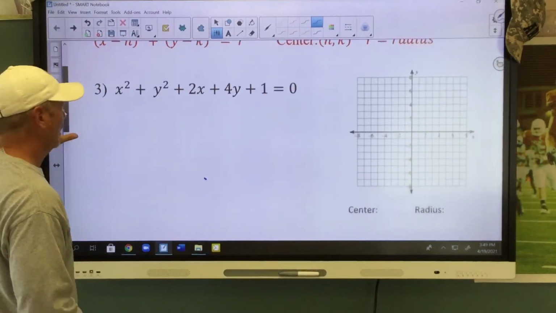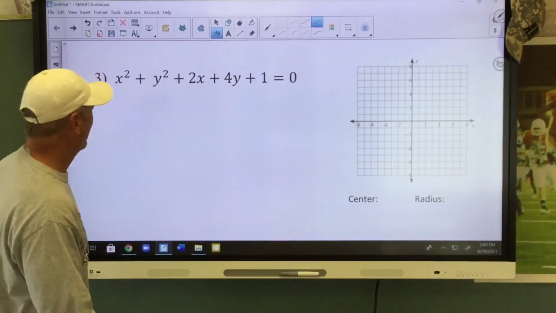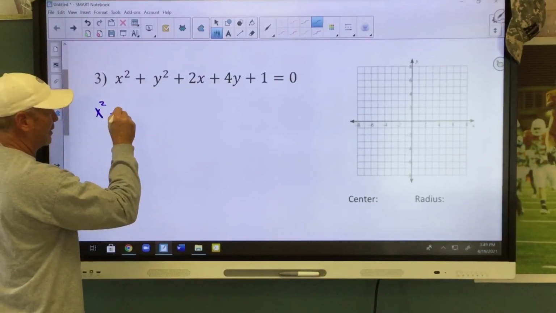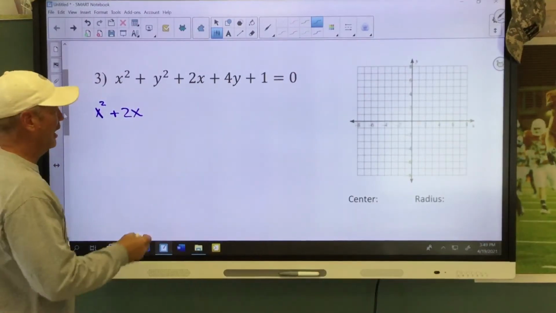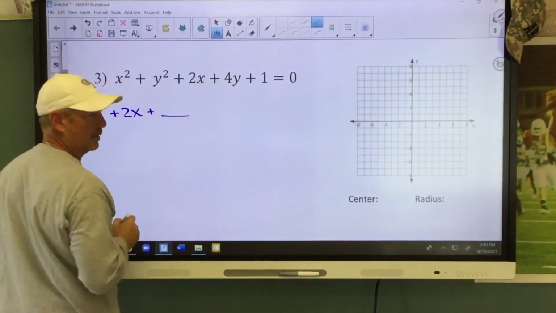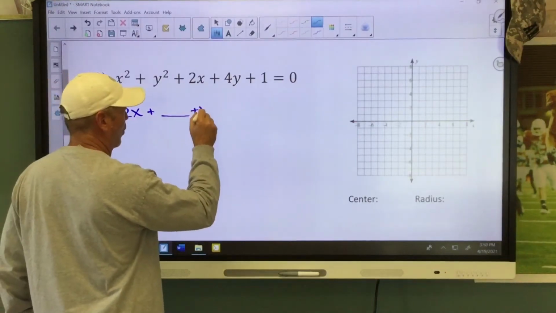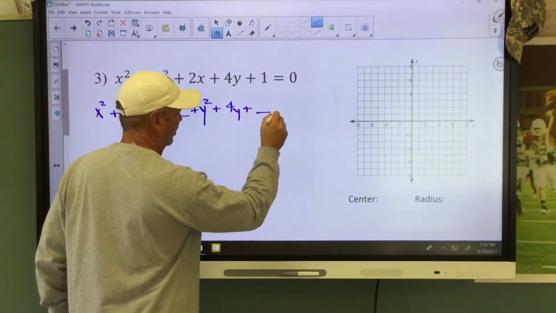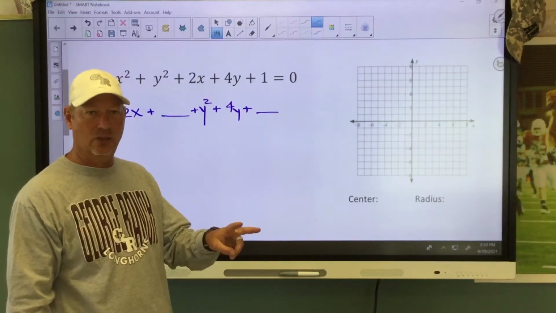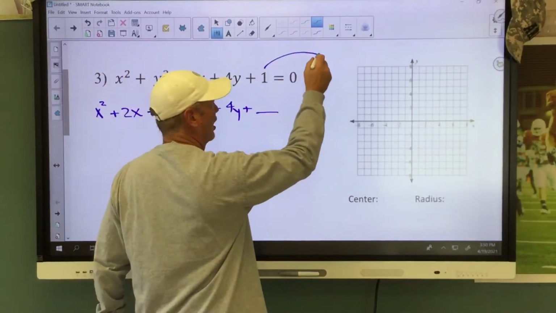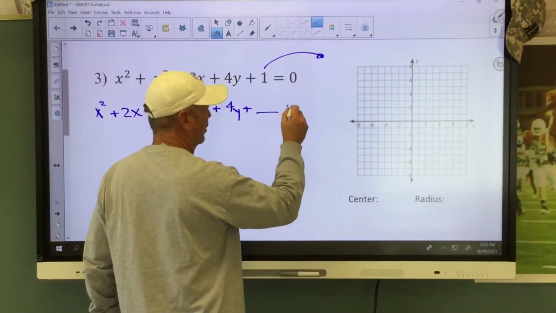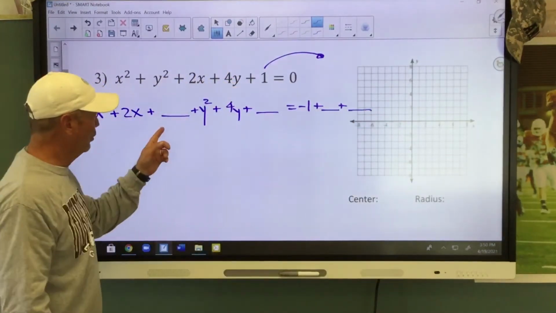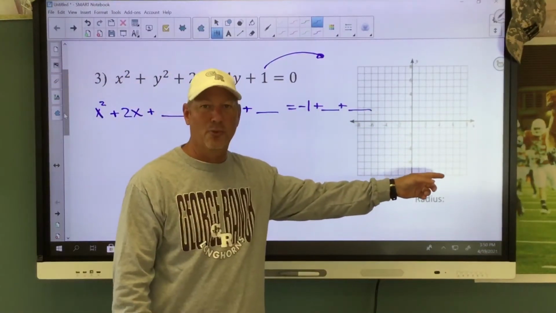Here's my problem. We'll start with number 3. We're going to go x squared plus 2x. Notice how we match those together, just put the x's together, plus blank. Then plus y squared plus 4y plus blank. We're going to complete the square twice. We're going to move this 1 to the other side of the equation, and we're going to go equals negative 1 plus blank plus blank. If there's 2 blanks on the left side, there needs to be 2 blanks on the right side.